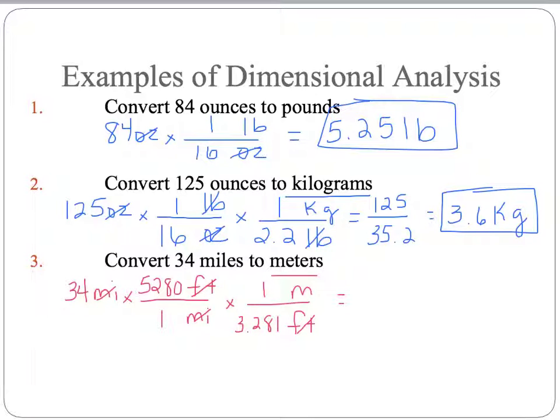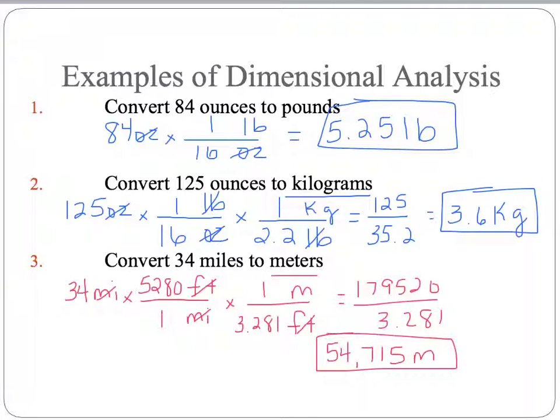I've got 34 times 5,280, which gives me 179,520. Then I've got to divide that by 3.281, which is 54,715 rounded, and I have converted to meters. So that is my answer for that one. So that's an introduction to dimensional analysis.